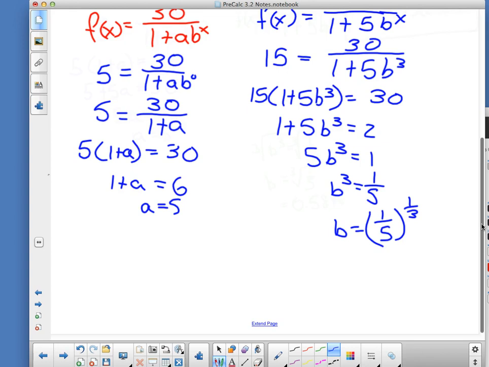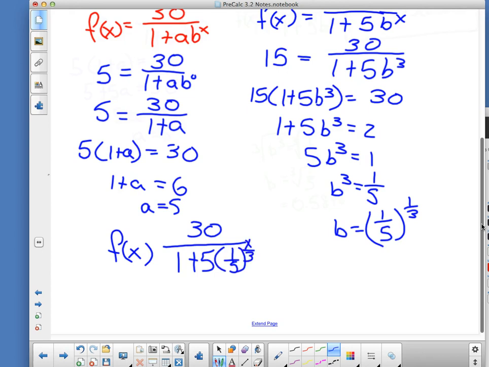But now I was supposed to find my function. My function, keep in mind, f of x, 30 on top, 1 plus my a, I found 5. I now have b, and I could put this 1/5 to the 1/3 power into my calculator and round it to a certain number. It's like 0.5 something something something, but I really want to have it as a fraction in there. Okay, I want to have all that value in my function. So I'm going to leave it as 1/5 to the third power.